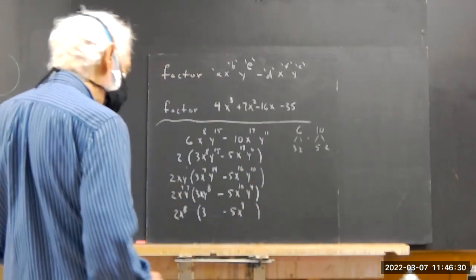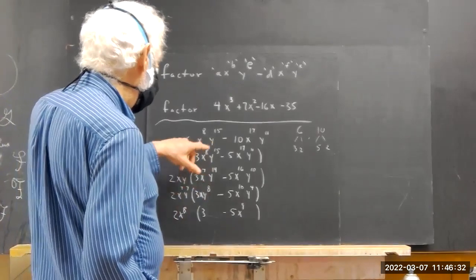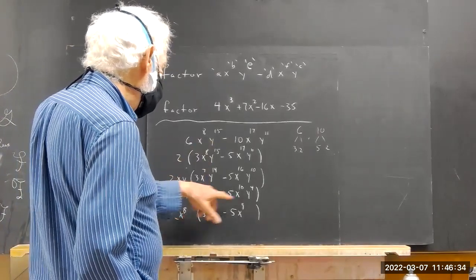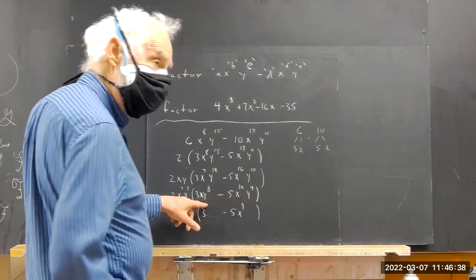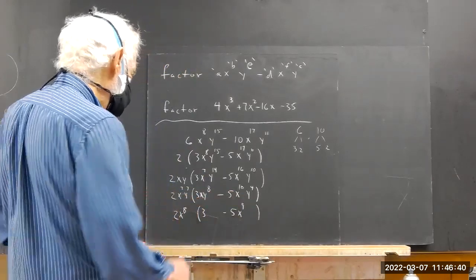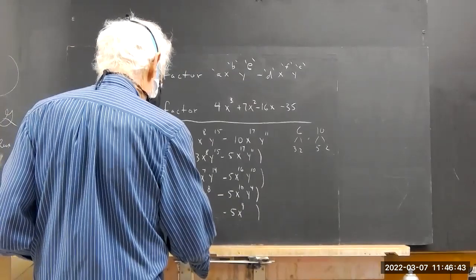Now what about my y's? Well, I've got a y to the 8th and a y to the 4th here. These have a y to the 4th in common, so I could factor out a y to the 4th, leaving y to the 4th and y to the 11th.